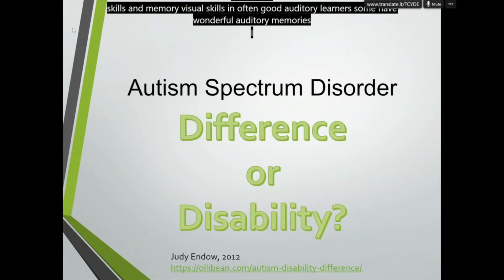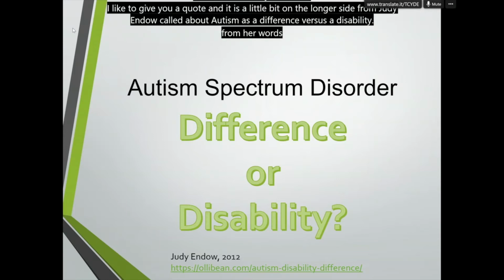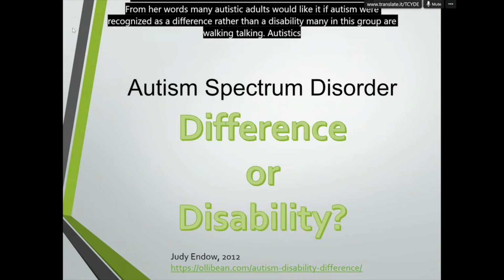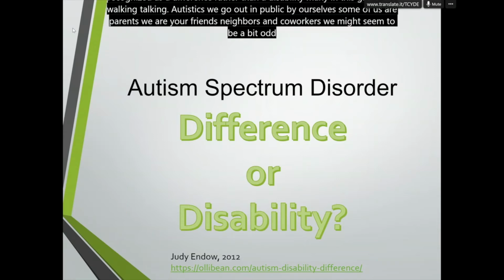I'd like to give you a quote, and it is a little bit on the longer side, from Judy Endow, about autism as a difference versus a disability. In her words: many autistic adults would like it if autism were recognized as a difference rather than a disability. Many in this group are walking, talking autistics. We go out in public by ourselves. Some of us are parents. We are your friends, neighbors, and coworkers. We might seem to be a bit odd, but we can fit in enough to at least be allowed a place in the world at large.